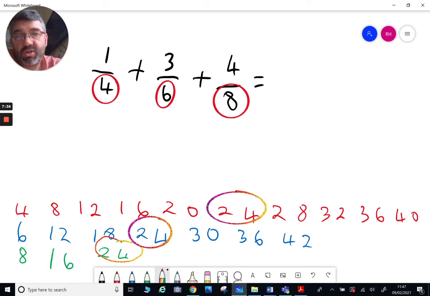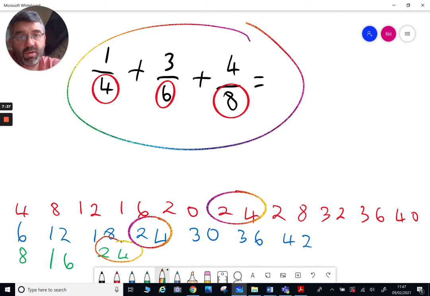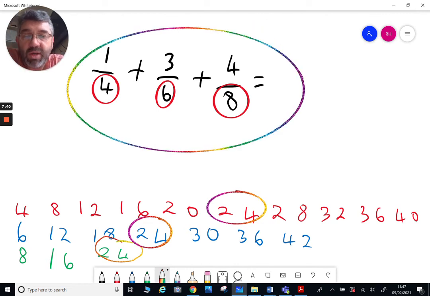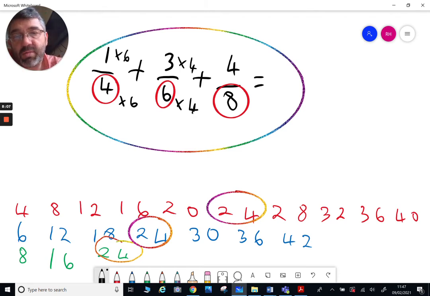So we need now to turn all of these up here into fractions where the denominator, the number on the bottom, is 24. So how do we do that? We use our times tables. What times 4 is 24? 6 times 4 is 24. So we multiply the top and bottom by 6. What times 6 is 24? 4 times 6 is 24. So we multiply the top and bottom by the same number, 4. And then what times 8 is 24? Well, 8 3s or 3 8s are 24. So we multiply the top and bottom by 3.